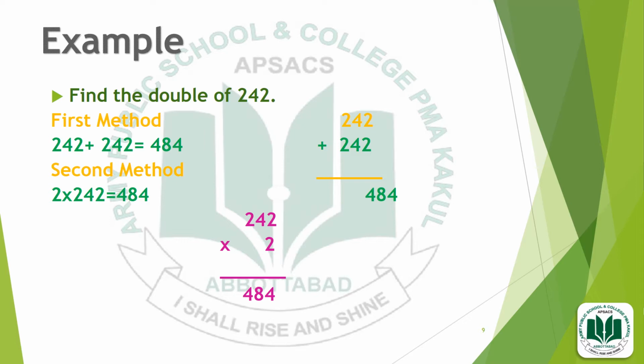Now in the second method, we find the double of 242 by multiplying it with 2. Again doing the working, 242 multiplied by 2. Then we start to multiply from the ones side. 2 2s are 4. 2 4s are 8. 2 2s are 4. In both of the methods, we find the double of 242, which is 484.